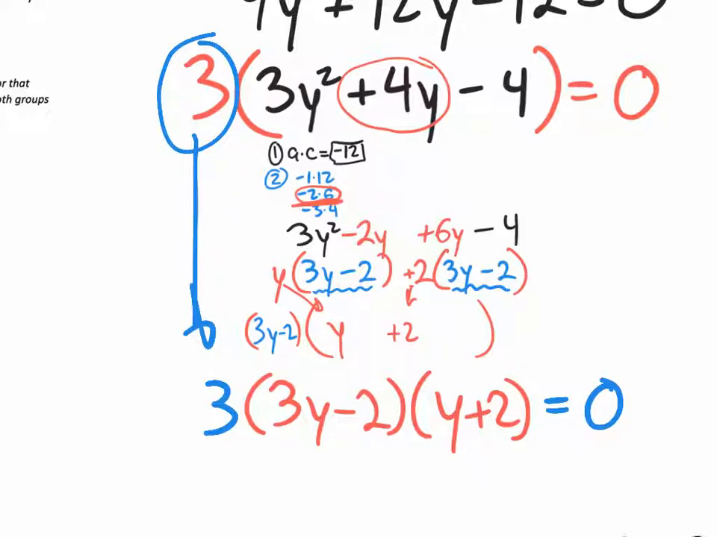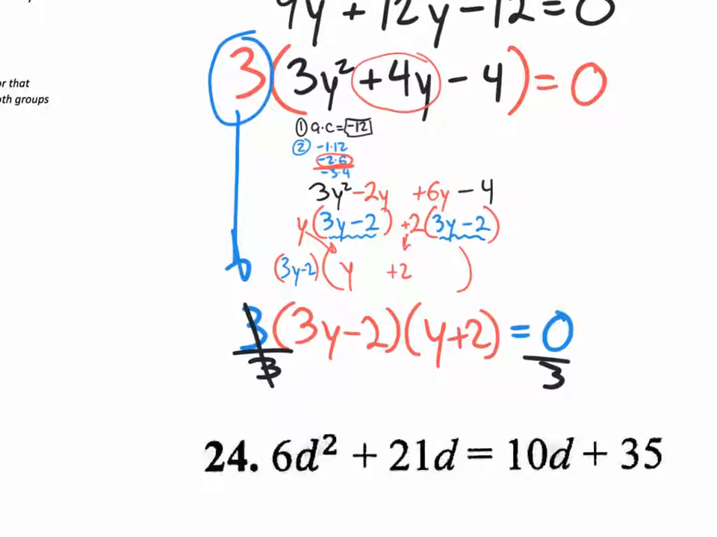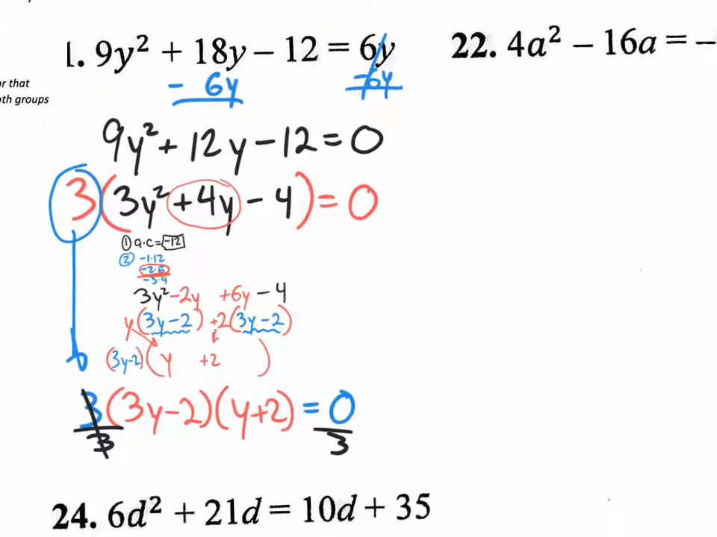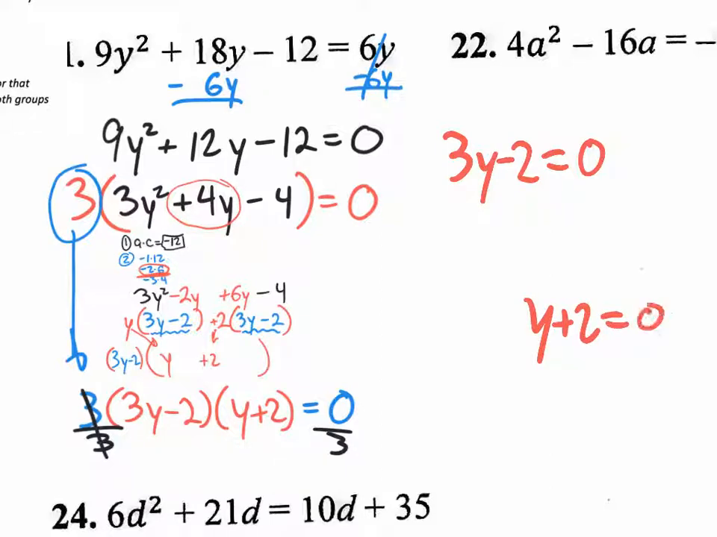Now we already know we could divide both sides by 3. That would just cancel out the 3, and it would still be equal to 0. So we're going to factor, split, and solve. We already factored. Now we're going to split and solve. So this becomes 2 equations. I have the 3y minus 2 equaling 0. And I also have the y plus 2 equaling 0.